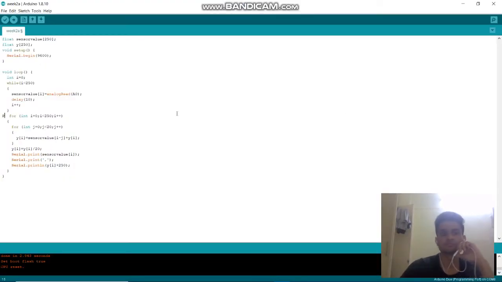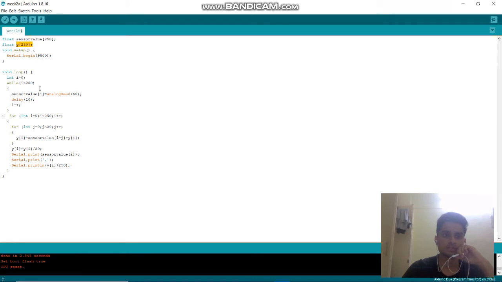So this is our first filter, the moving average filter. Here we have used a variable, sensor value. It will store the values from the sensor. It will be our input from the sensor. We'll store it in this variable called sensor value. Y will be our output from the filter.